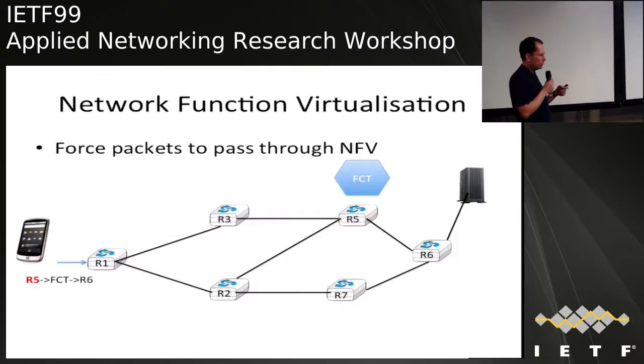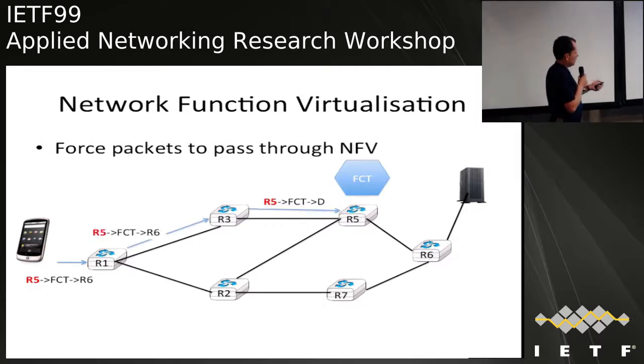You can force a packet to pass through a specific function, which is a software function that you have placed on one of the routers. So here, there is a special function which is running on router 5. And this function running on router 5, you want it to be applied for all the packets that are sent by a given client. Maybe this function is a firewall, and you would like this device to send all its packets through a firewall. Just add the function in the IPv6 segment routing header. The packet will go to the router, and then the function is applied, and then the packet continues until it reaches the destination.